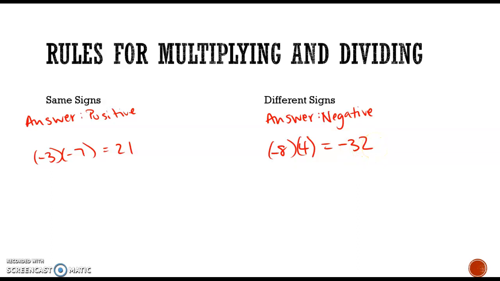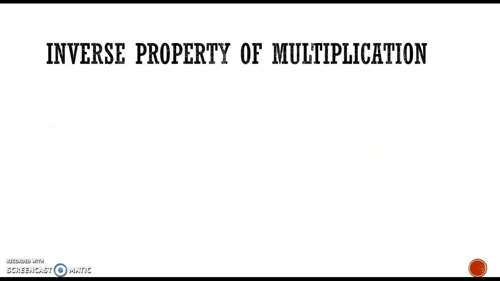And so that's your rules for multiplying and dividing. If you have same signs, then they're positive. If you have different signs, it's negative. I don't think you have fractions, but if you have fractions, you just multiply straight across. And then dividing, just remember to multiply by the reciprocal, and that's what we're going to talk about next. It's that inverse property of multiplication, where we multiply by the reciprocal.